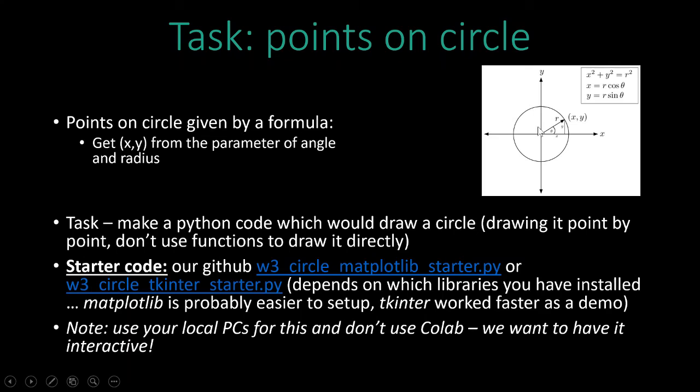So from the angle, which is going around here, and from the radius, we can get the values x and y. Basically, for a changing angle, there will be different values of x and y. And the task will be to write a Python code which would draw a circle, as easy as this. There is a more advanced version later where we can do some animation with it.